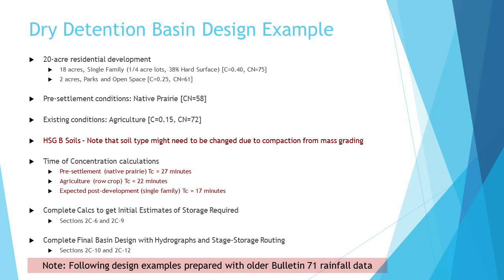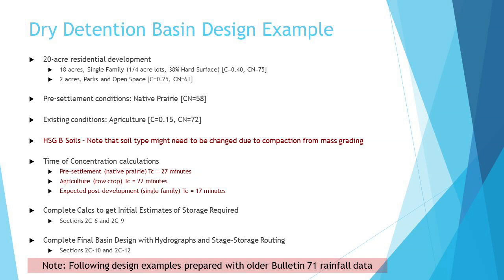Pat covered that pretty well. And then we calculate our times of concentration. And let's say the prairie, we did our calculations and it would have been 27 minutes. So the water would have moved very slowly off of prairie. It would have moved primarily as sheet flow, if it moved at all. And I'm probably being very fair with that. That number probably would be a lot higher.